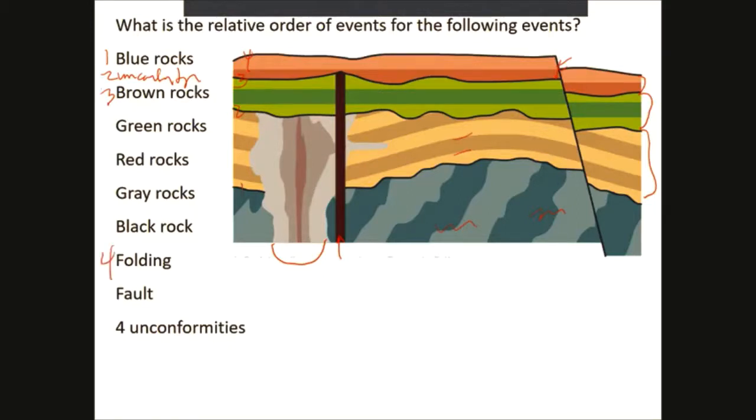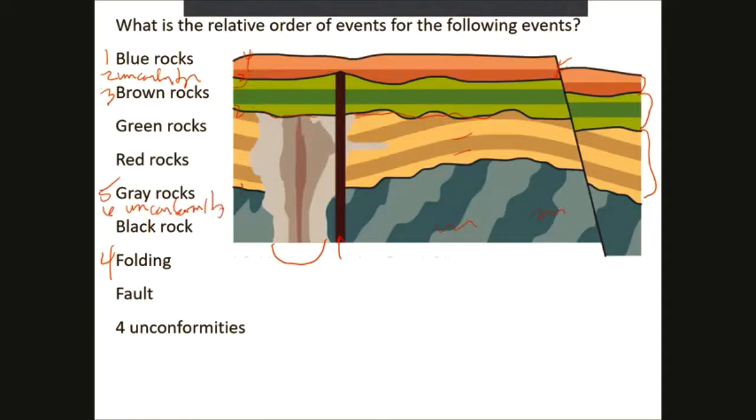And then you can see these gray rocks intrude into the brown rocks, so they cut across them. So the gray rocks form next to those igneous rocks. And then the gray rocks and the brown rocks are eroded. So we have our second unconformity. So the gray rocks, we have 6. Unconformity is uplift and erosion.